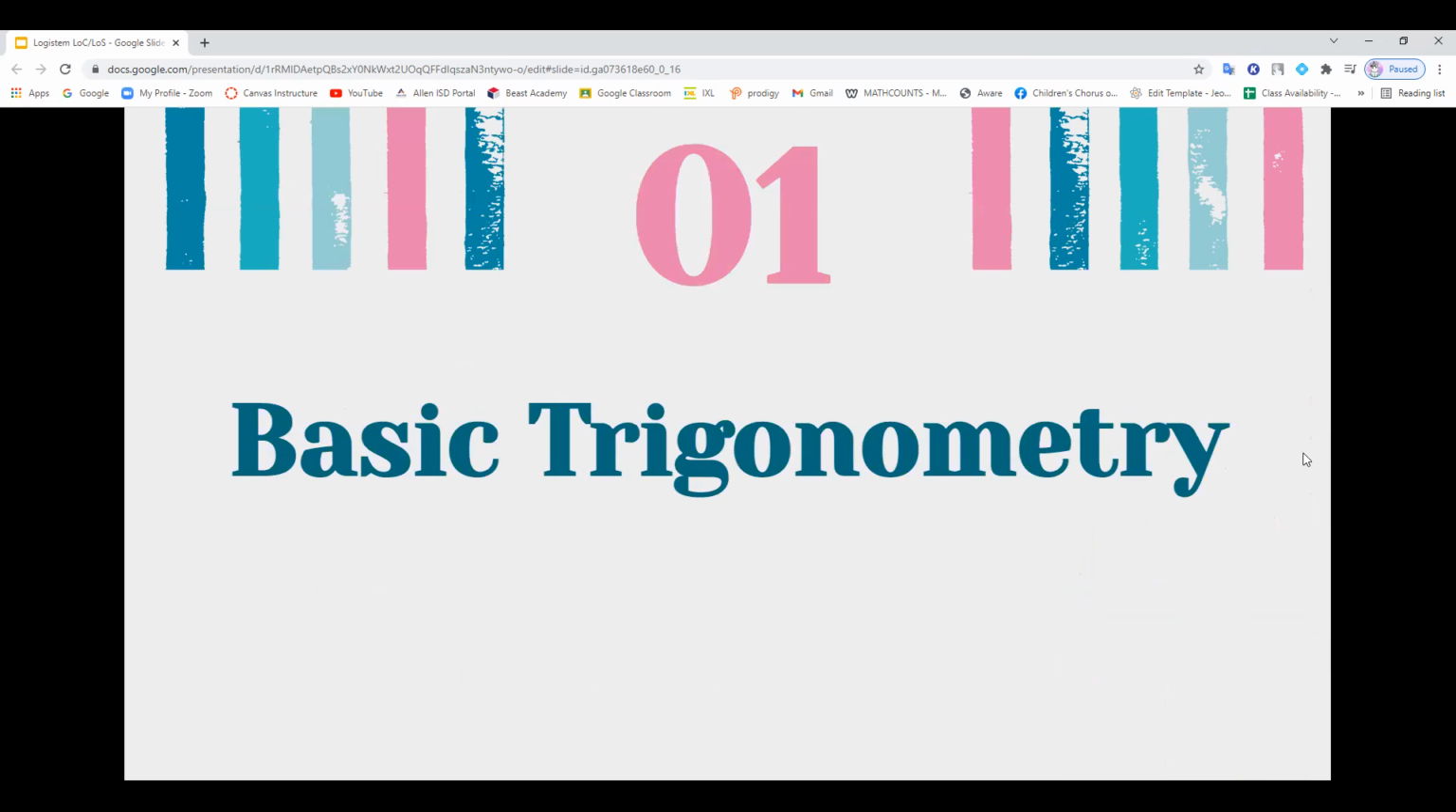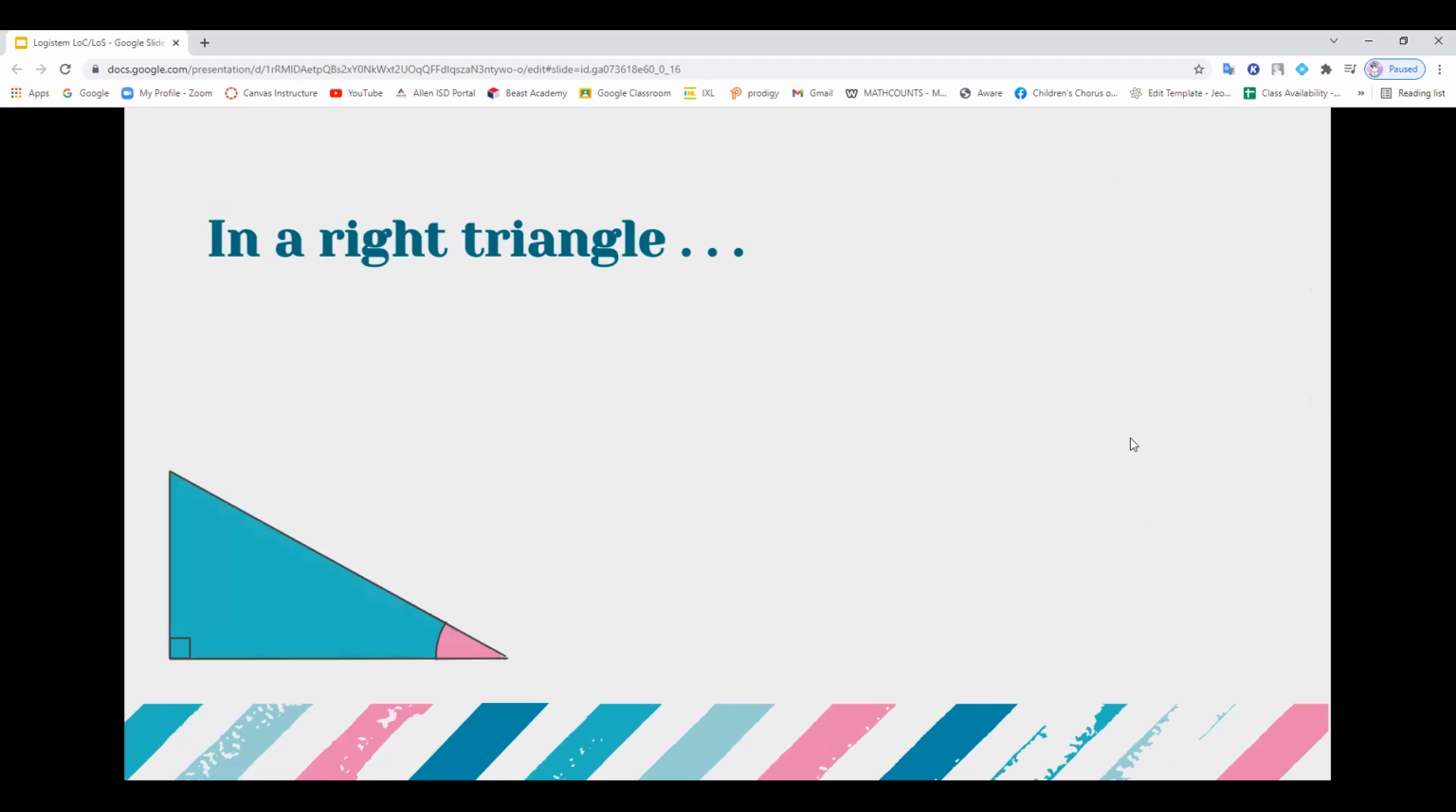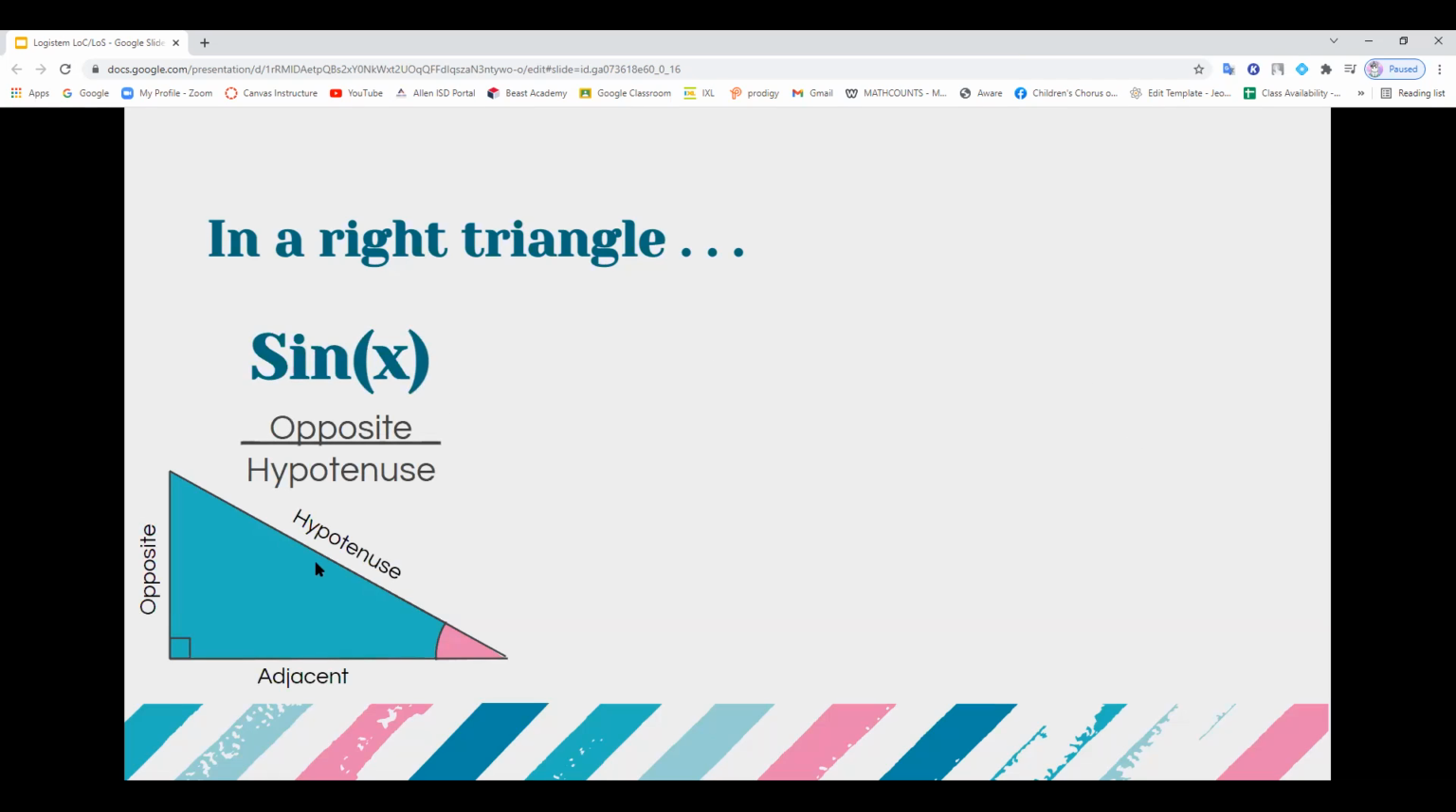Alright, so first we're going to go over some basic trigonometry, just to understand what sine, cosine, and tan all are. So, in a right triangle, we have three functions that we can define, sine, cosine, and tan. So, when we're given a specific angle, we can find the sine, cosine, and tan of that angle. And these are all ratios. So for example, sine of 30 is going to be the same no matter what the side lengths of the triangles are. So sine is defined as the opposite side over the hypotenuse.